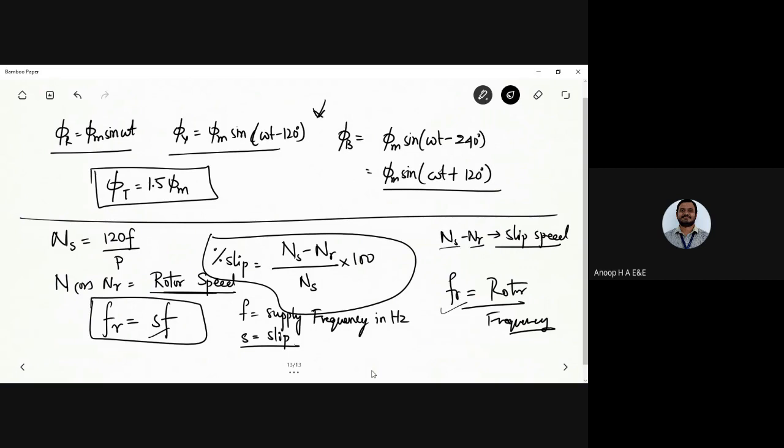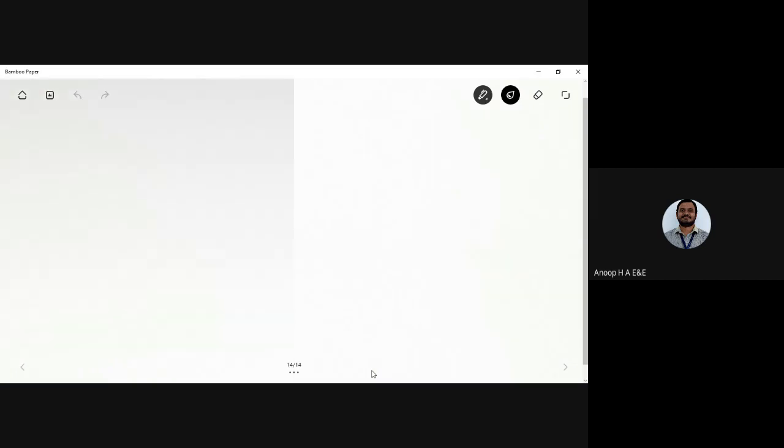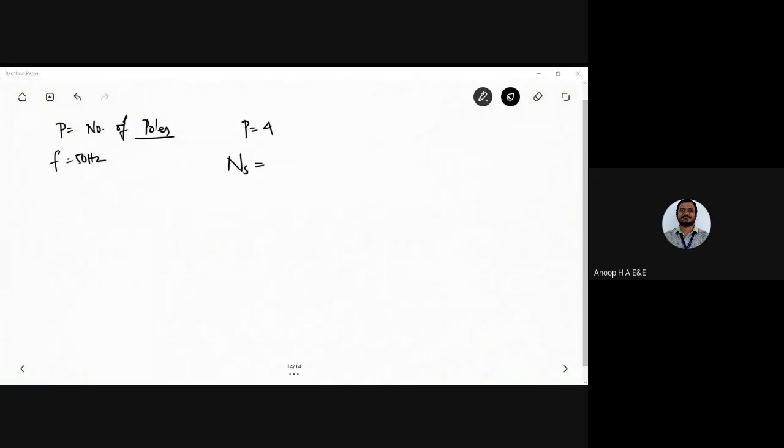What is the rotor speed? What is the synchronous speed and all? For example, you will be getting P, which is the number of poles in the machine, and we take the frequency to be 50 hertz. Say for P equal to 4, a 4 pole machine, what is the synchronous speed?